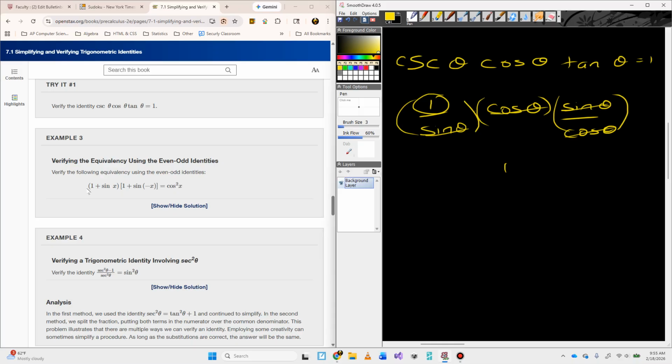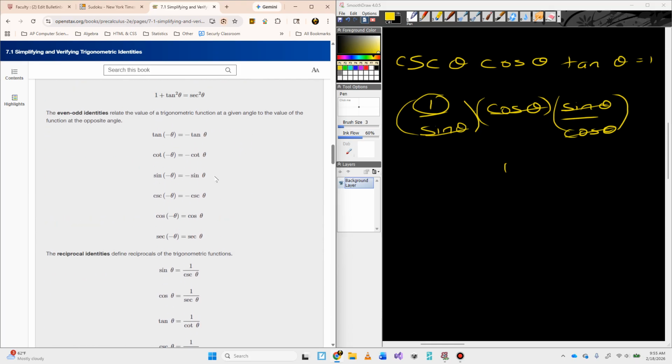So for example, if I have 1 plus sine x, and I'm going to multiply that by 1 plus sine of minus x, so I'm going to put in a value for x, like some angle, some radian or degree, but it's going to be the negative version of that degree. So there's going to be a reference angle that I could certainly use, but I'm just going to use this negative x instead, and I'm going to state that this potentially is supposed to equal cosine squared x. And I'm going to verify that using these even-odd identities. Now, what do these even-odd identities mean? These even-odd identities are up here.